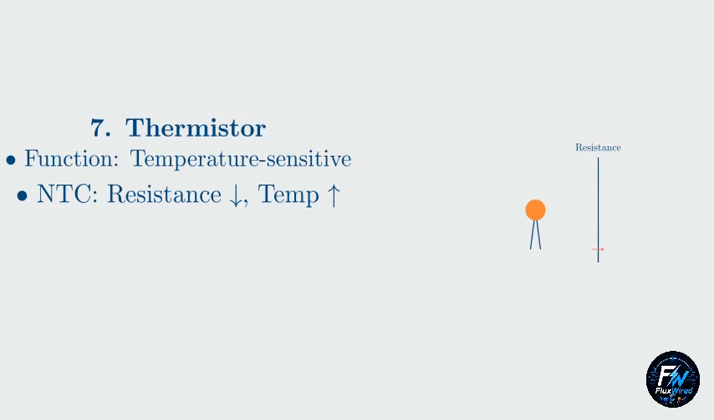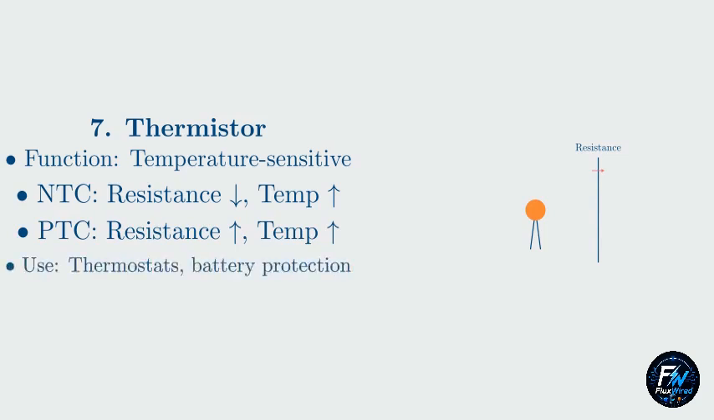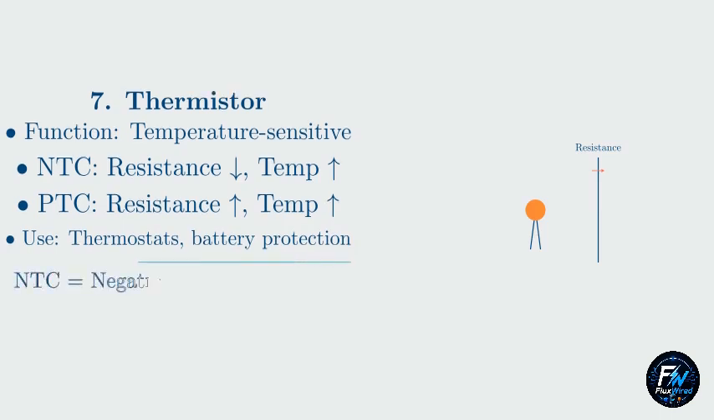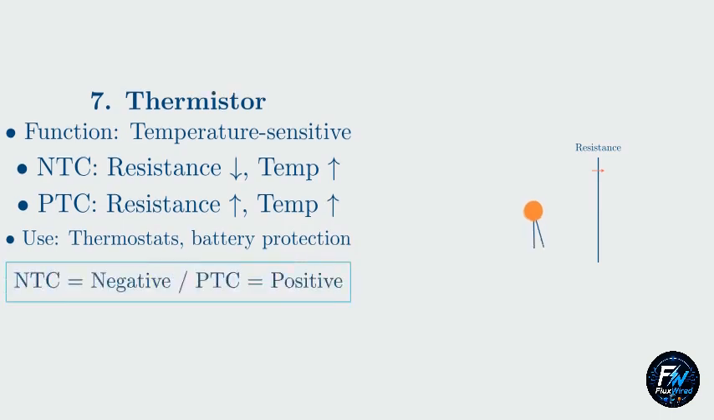The second type is the PTC, or positive temperature coefficient thermistor. These work the opposite way. When they get hot, their resistance increases sharply. Because of this, PTC thermistors are often used as self-resetting fuses. If a circuit draws too much current, the thermistor heats up, its resistance skyrockets, and it chokes off the current to protect the components. Whether it is sensing the heat of a laptop processor or protecting a lithium battery, thermistors are the thermal guardians of electronics.